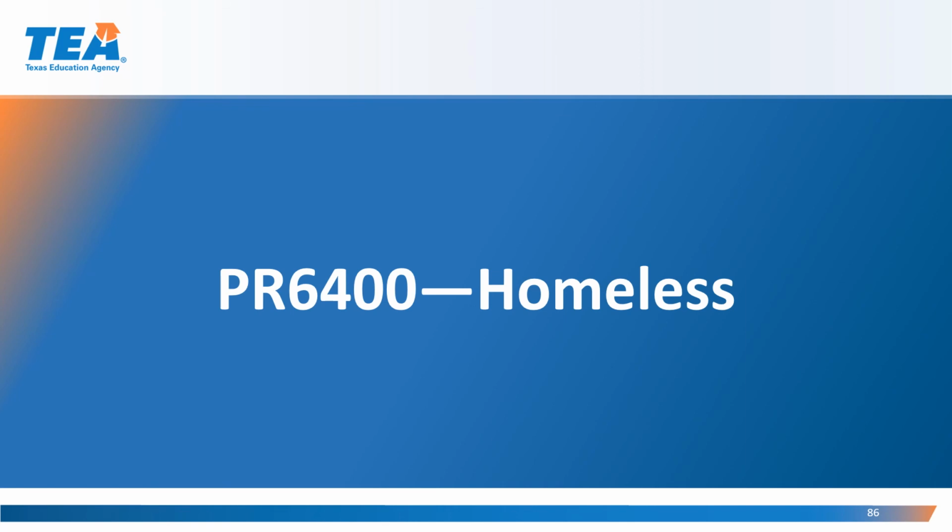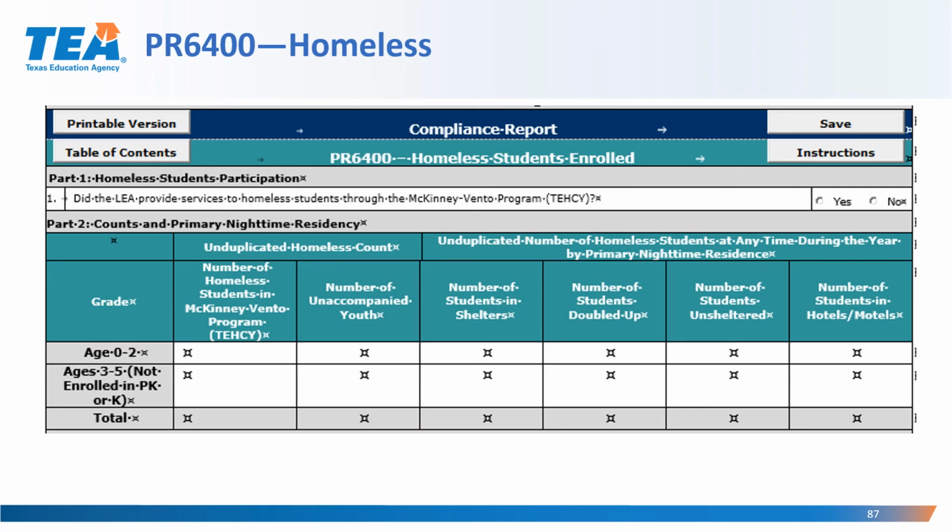The PR 6400 is for the homeless education program under the McKinney-Vento program. Again, the functionality at the top of the report is the same as for other compliance reports, giving access for the printable version, a way back to the table of contents, a way to save, and a way to access the instructions. The first question is whether the LEA provided services to homeless students through the McKinney-Vento program.